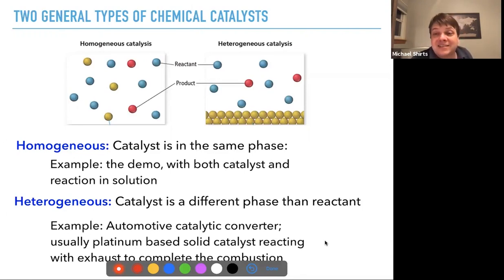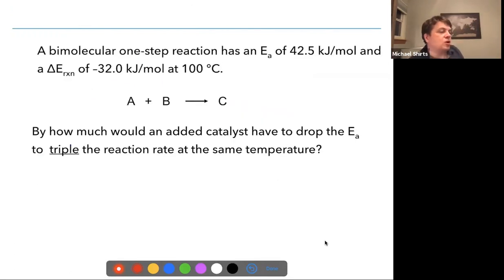A common type of catalysis in biology is enzyme catalysis, where proteins act as catalysts for biochemical reactions, and those are generally homogeneous catalysts because the enzymes float around in solution as well. Okay, so a bimolecular one-step reaction has a given activation energy and a delta E of reaction of minus 32 kilojoules per mole at 100 C. By how much would an added catalyst have to drop the activation energy to triple the reaction rate at the same temperature? So we want to triple the reaction rate. How much lower do we need to make this activation energy?